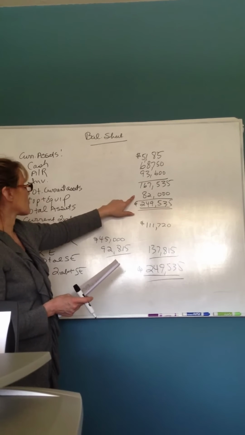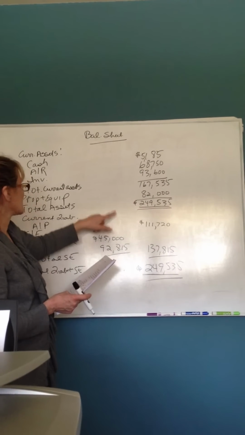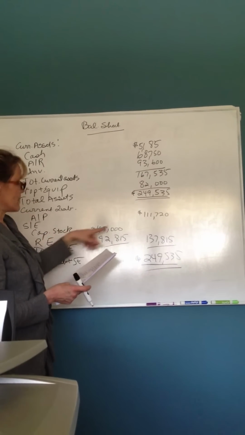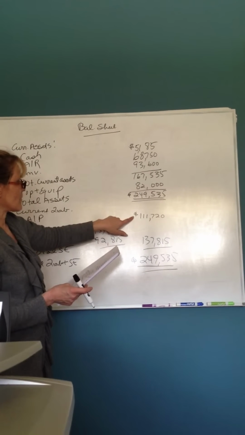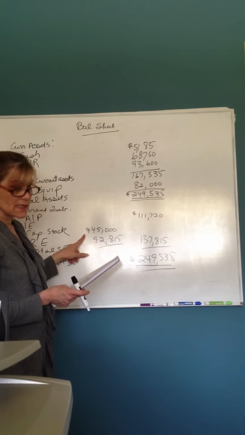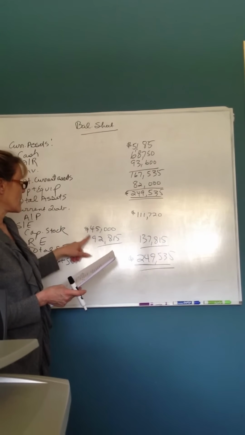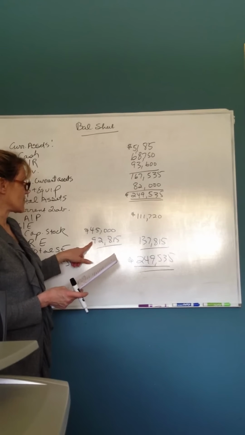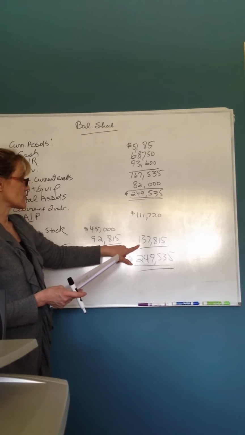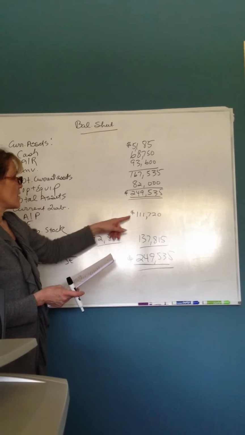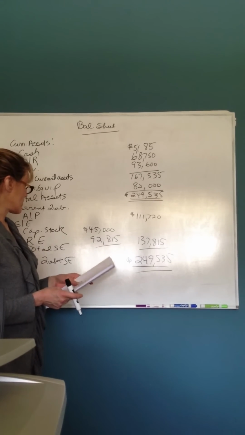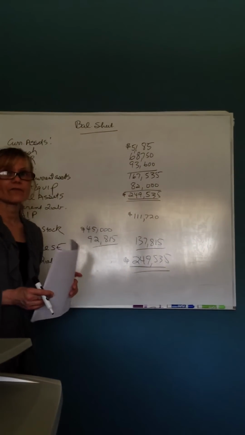We had just determined our property and equipment. It was $82,000. So if we add these two together, we get $249,535. For our current liabilities, our accounts payable, we figured out in part 2, $111,720. Our capital stock, you'll find on page 13 on the balance sheet, $45,000. We have just figured out our retained earnings was $92,815. So if we add these two together, we get our total shareholders' equity of $137,815. We add the $111,720 and the $137,815 together, and that gives us our total liabilities and shareholders' equity of $249,535.